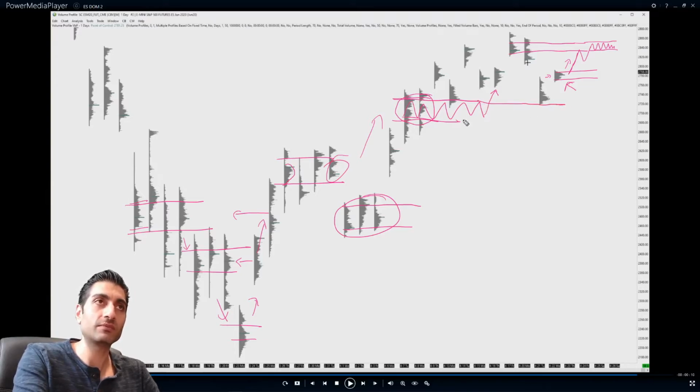And if you see here, look where the market ended up. Okay, this is an indicator. The market dropped down here. It saw that it was at the edge of balance and decided to go up.